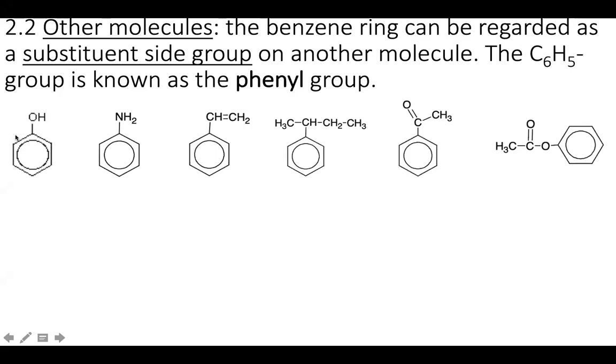Okay, so benzene with an OH group is phenol. It's called phenol. Okay. It's not called benzol or anything. NH2 is an amine group.